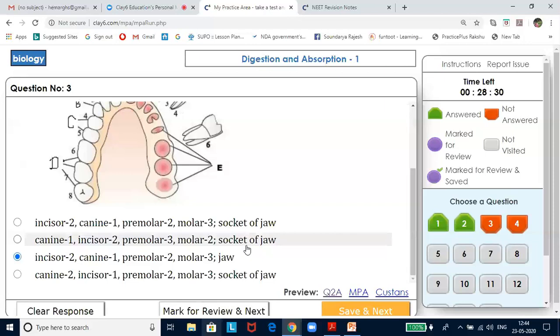So I said ICPM: incisors 2, canine 1, premolars 2, molars 3, sorry, 2123, ICPM. Premolars, it is going to be 2, molar, it is going to be 3. It is the socket of the jaw. So incisor 2, canine 1, premolar 2, molars 3, socket of the jaw.